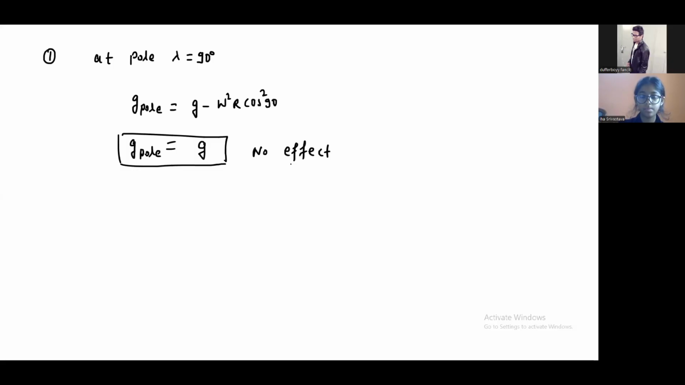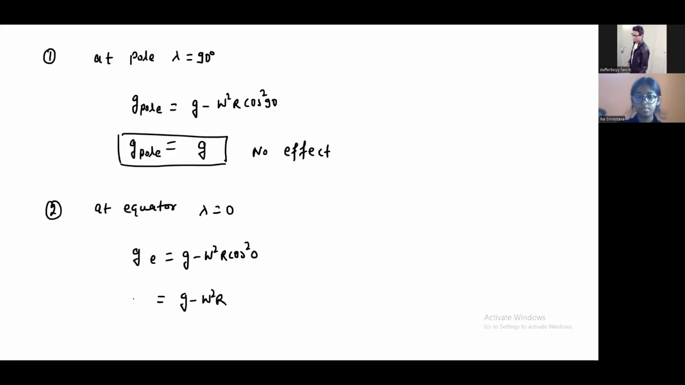Directly we can write: no effect. When we are moving to the equator, what happens? The lambda value is 0. That means g at the equator is g minus omega square r cos square 0, so we get the value g minus omega square r at the equator. So we can say the value of g changes at the equator and its value decreases.